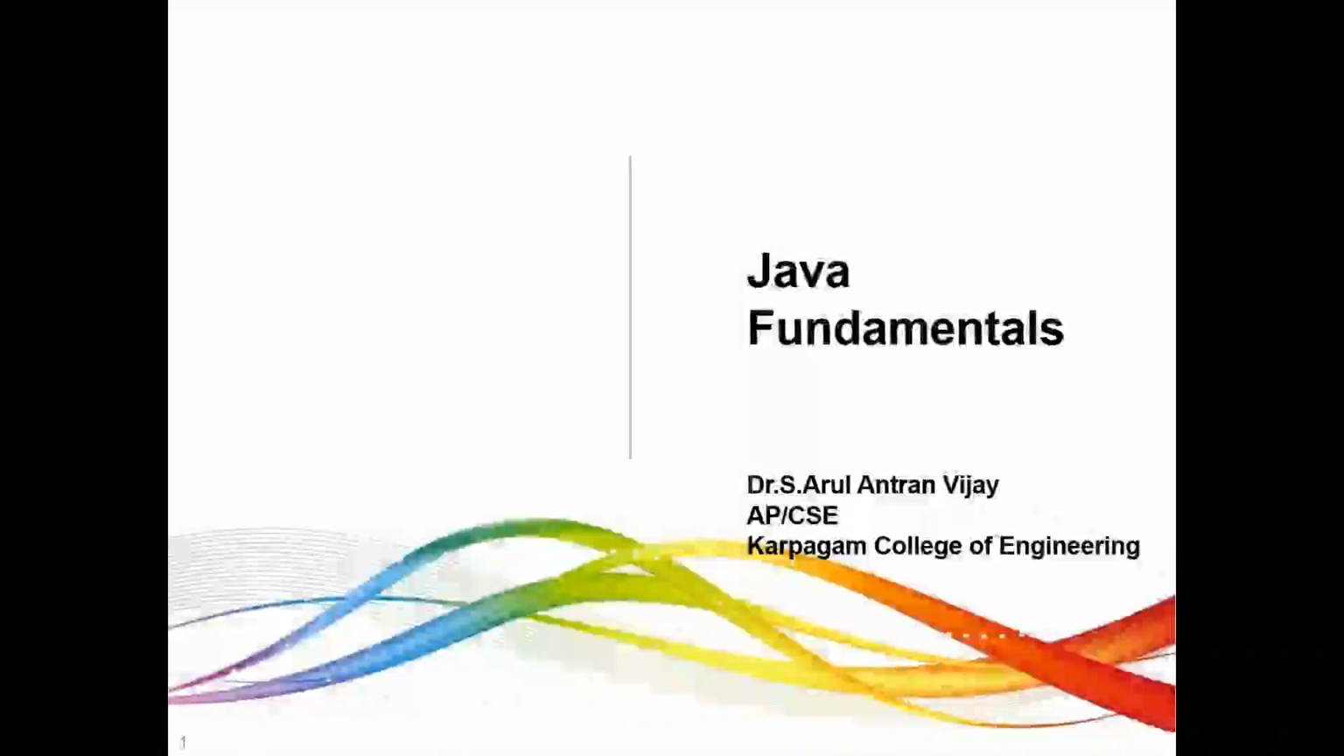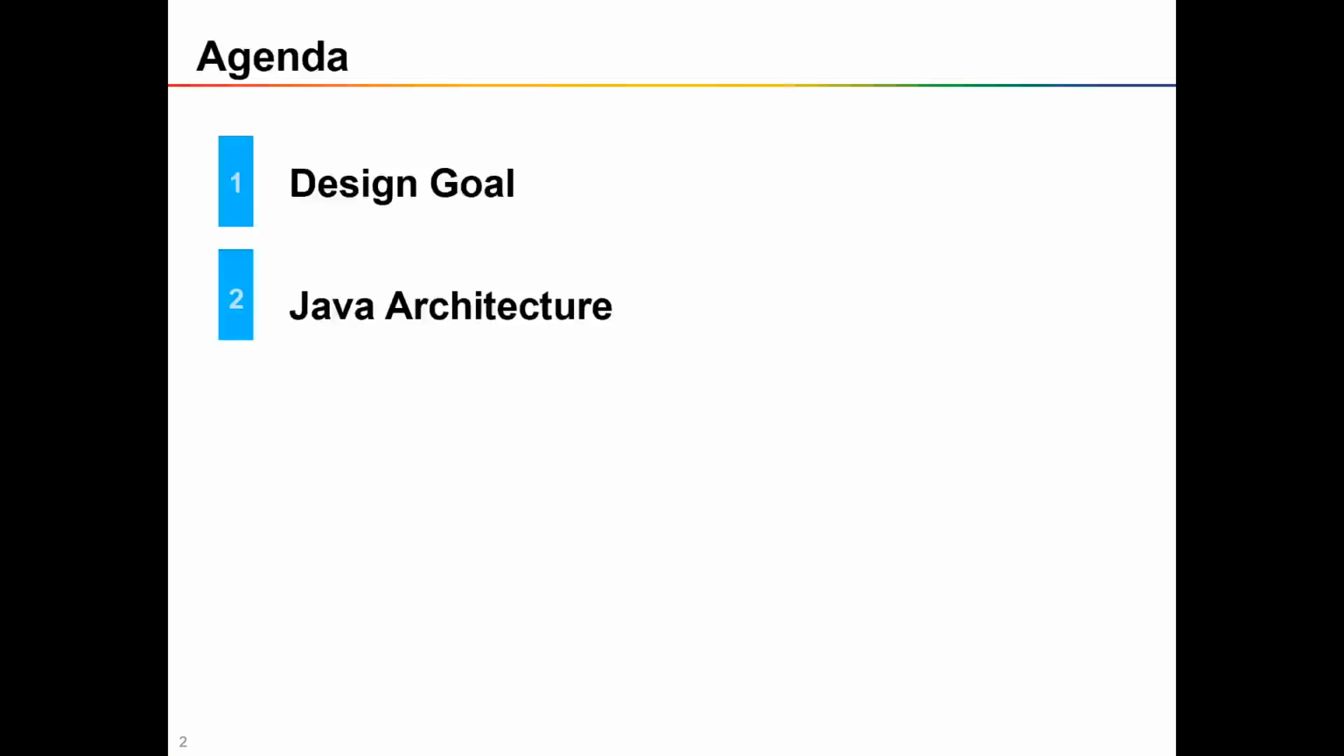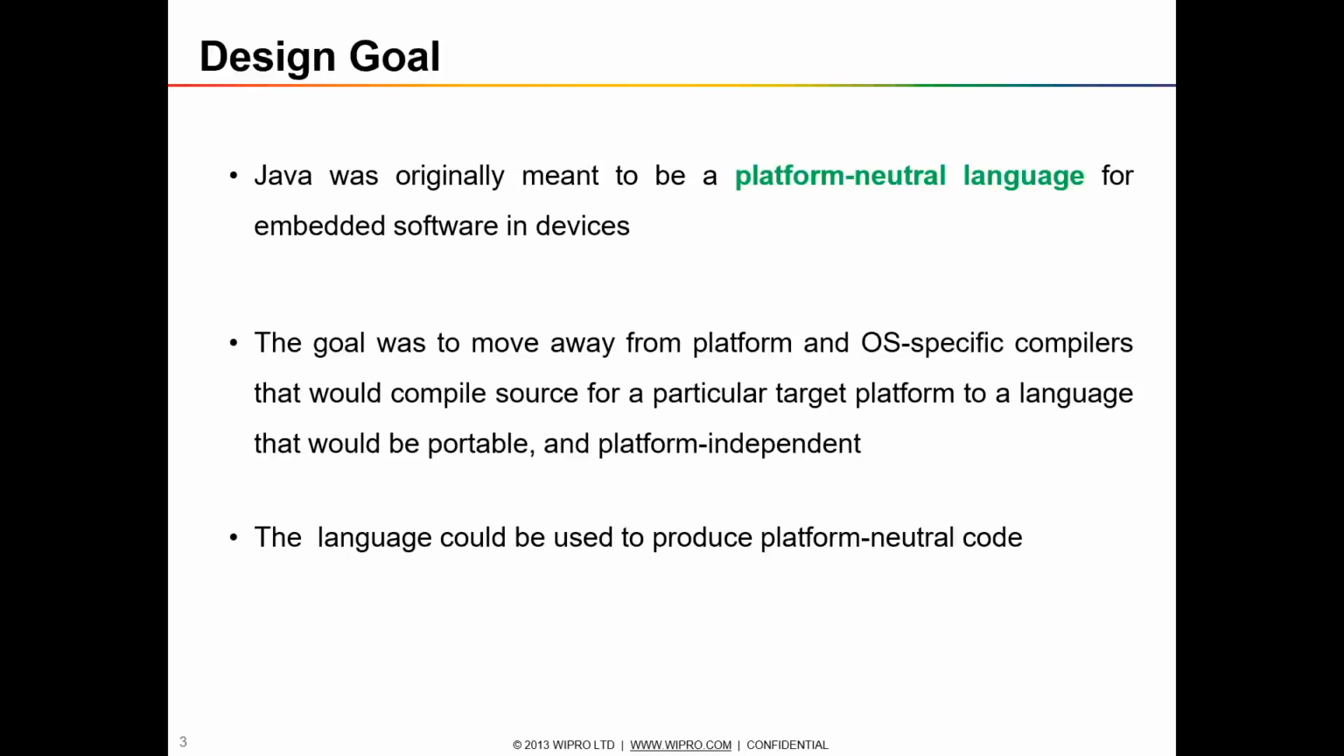Today we'll discuss Java fundamentals. Regarding this, we will start with the design goal behind the Java programming language. Then we'll move on to the architecture of Java. Regarding the design goal, the Java programming language was designed to be a platform neutral language.